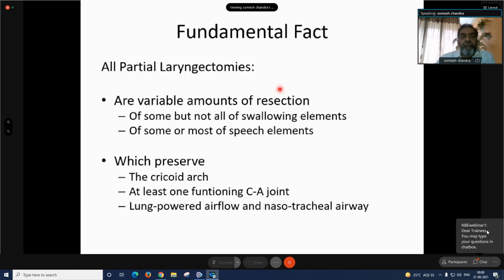So all partial laryngectomies, to reiterate, are variable amounts of resection of some but not all of the swallowing elements, and of some or most of the speech elements, which preserve the cricoid arch, at least one functioning cricoarytenoid joint, and lung-powered airflow and nasopharyngeal airway.